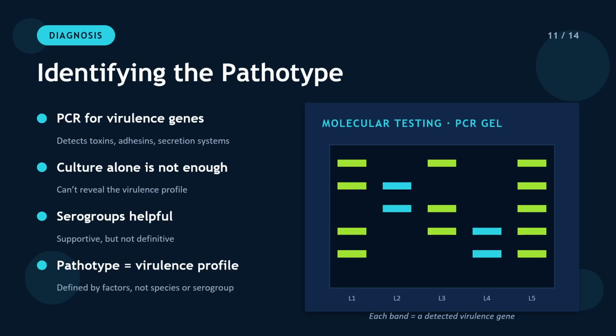Culture alone cannot tell you the pathotype. You need virulence gene detection, usually PCR, to identify toxins, adhesins, or secretion systems. Serogroups can help, but they're not definitive. The key point is pathotype is defined by virulence factors, not by species or serogroup.